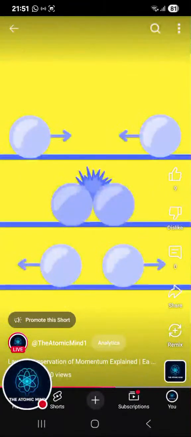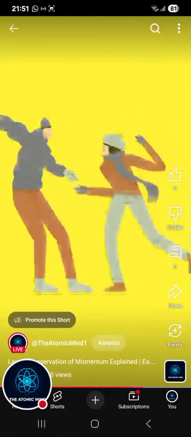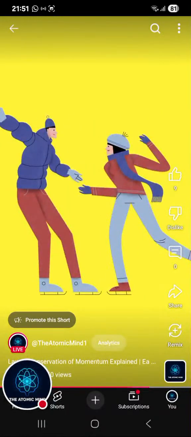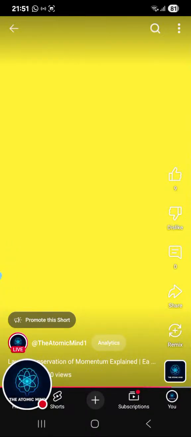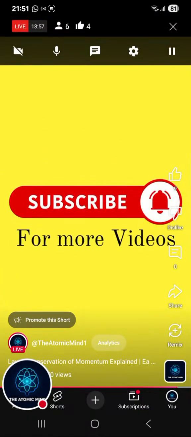This law means momentum cannot be created or destroyed. During a collision, objects may change speed, but the total momentum of all objects stays the same. Example, two ice skaters push each other, one moves left, the other moves right. Both move in opposite directions, but the total momentum remains the same as before pushing.